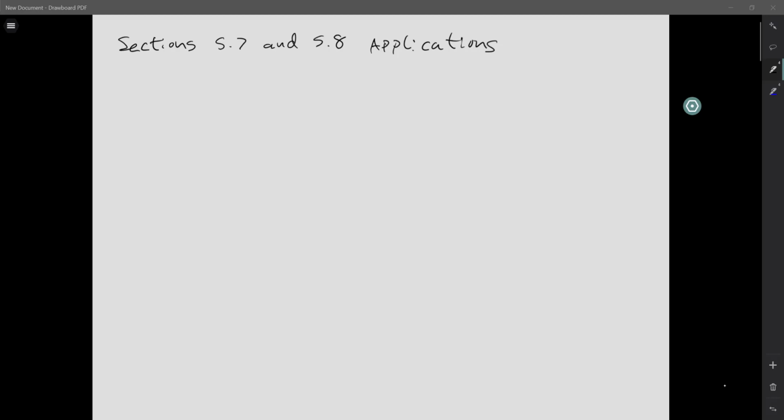So to finish off the course, we have applications for logarithmic and exponential equations, although really the applications are all exponential equations. What we have first up is money.